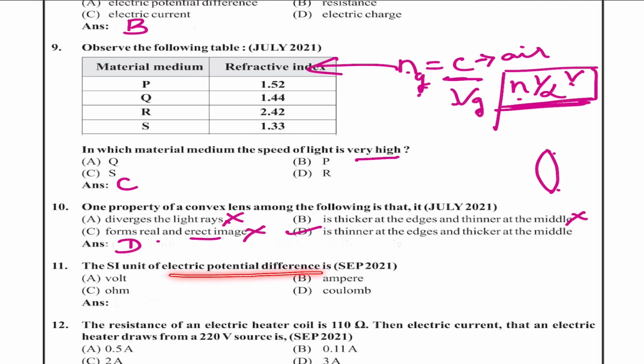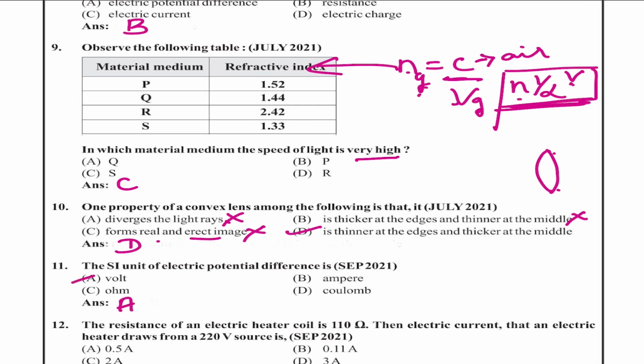The SI unit of electric potential difference is. The SI unit of electric potential difference is volt. We have already discussed ampere. It is the SI unit of current. Ohm, it is for resistance. Coulomb is for charge. Hence, the correct answer for 11th question is option A, volt.